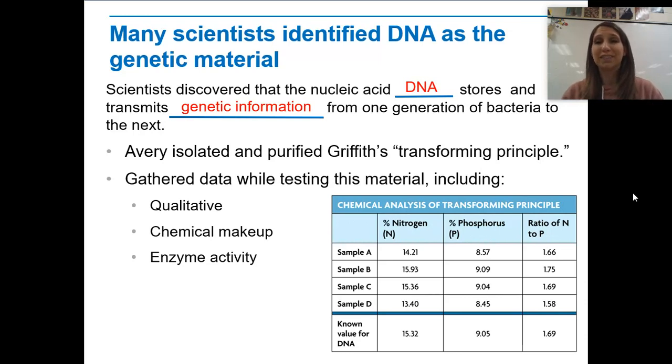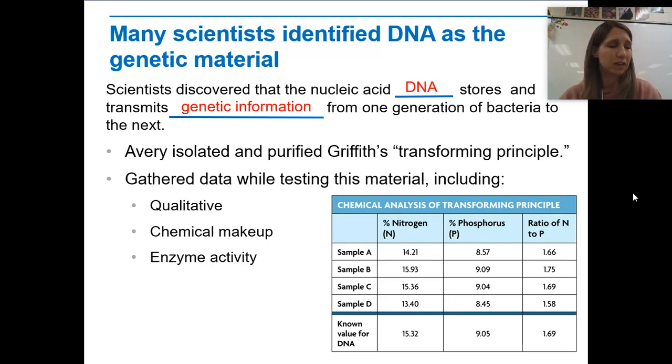Again, everybody was kind of in that train of thought where they were thinking that it was going to be protein. It had to be protein because proteins are so diverse. DNA is just not. DNA is a very simple molecule. And so for Avery and his group to come along and say, hey, this looks like DNA, there wasn't a ton of support for that.